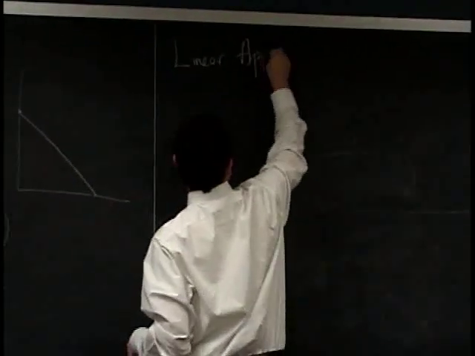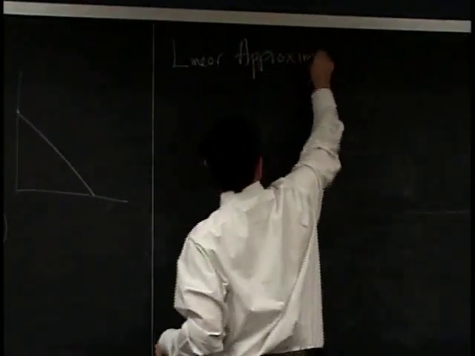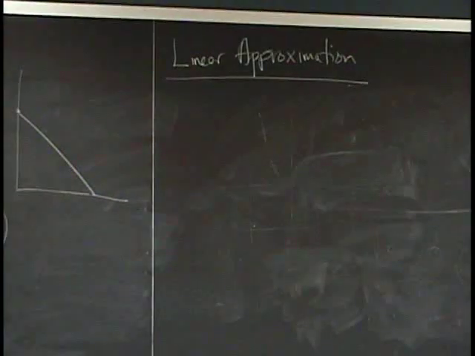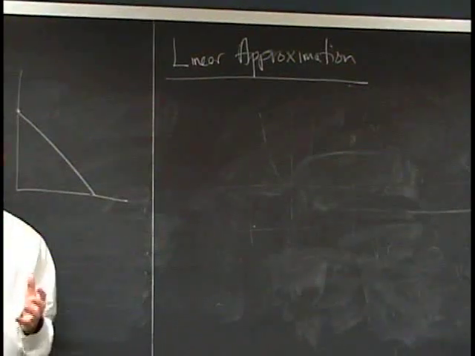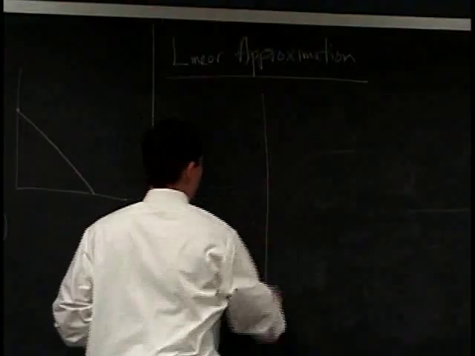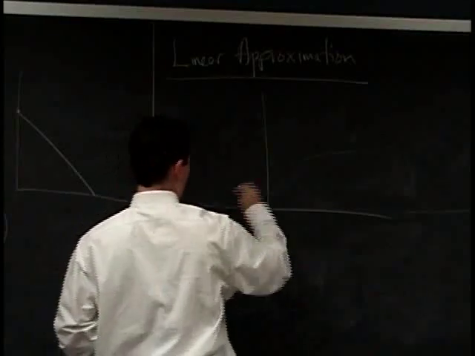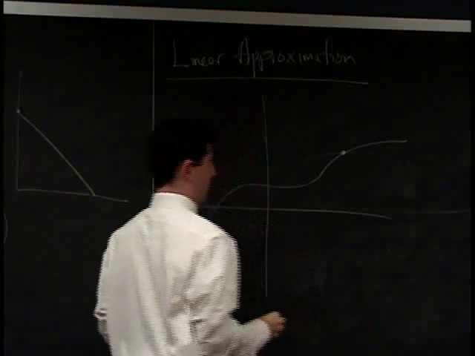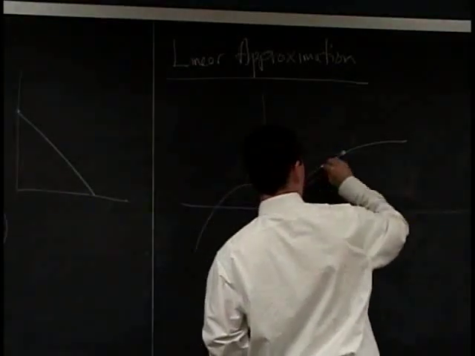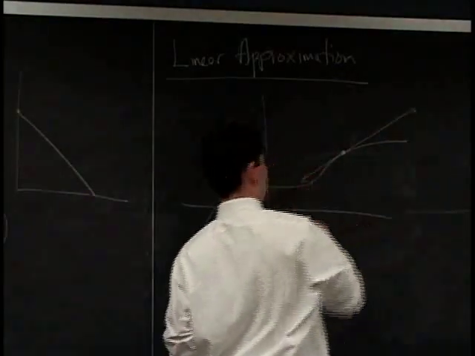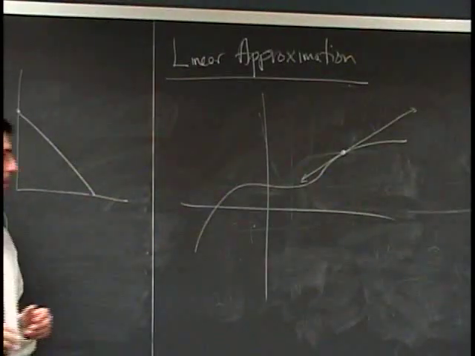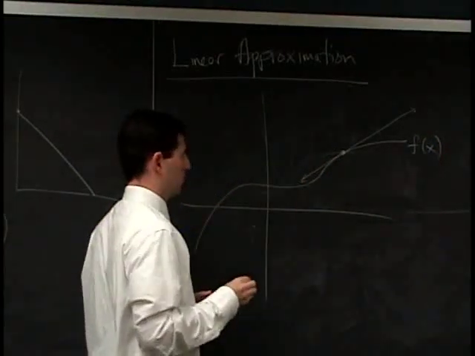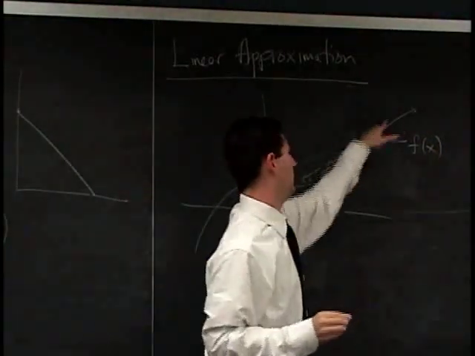Then we're going to talk about linear approximation. This is something we've really done already, we just didn't phrase it this way. Let's say we have a nice curve. I pick a point on this curve and I draw the tangent line. If this curve is called f of x, what is the slope of this line here?